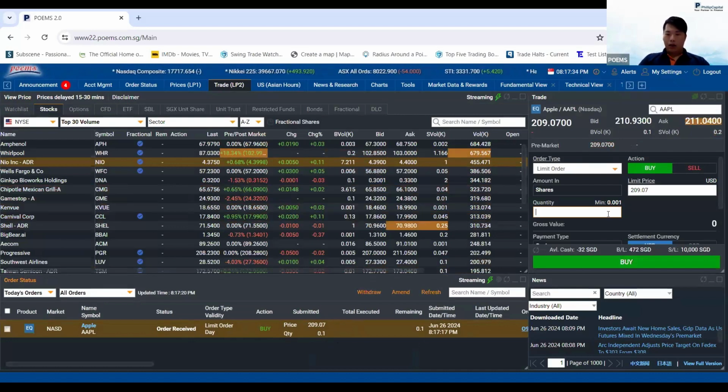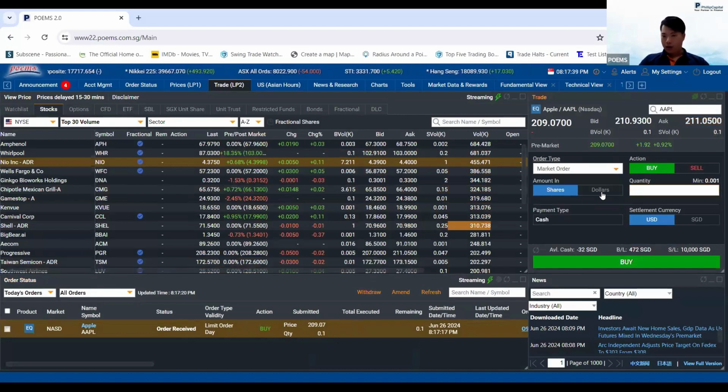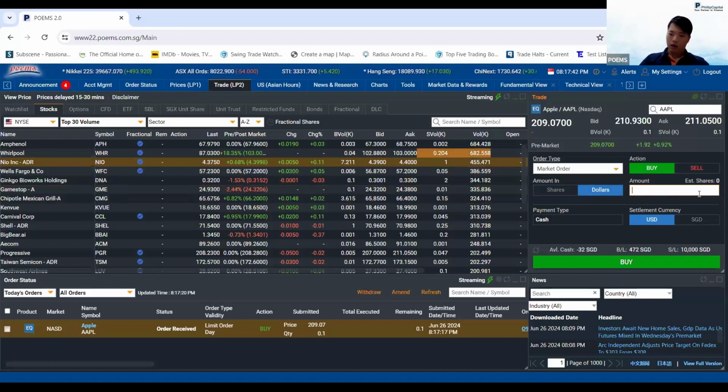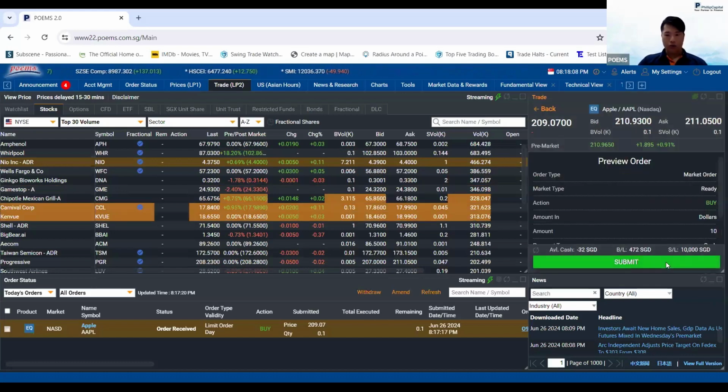Of course, alternatively, I could also put a market order by dollar amount to buy, let's say, $10 worth. If you were to put this $10 amount, you will realize the estimated share will be about 0.047. But this is an estimated value. Ultimately, how many shares you can buy, if you put a market order, is based on the market. So I'm just going to place another order just to show you guys also.